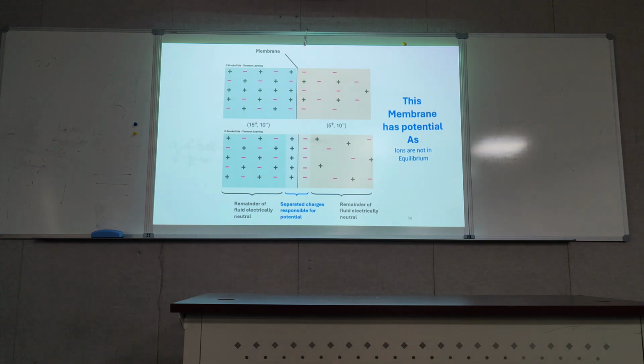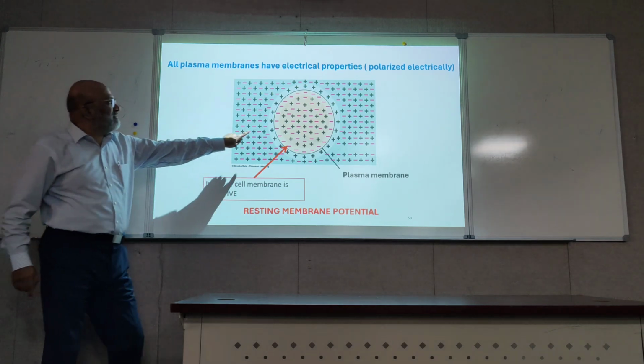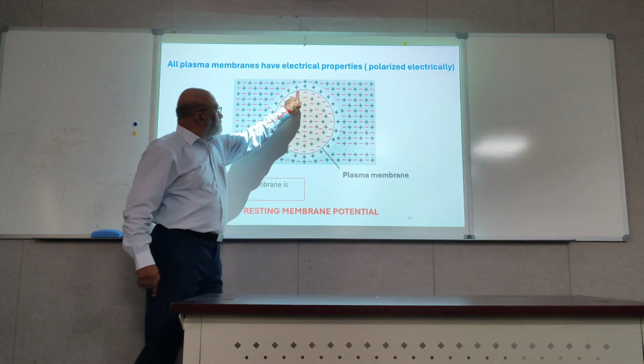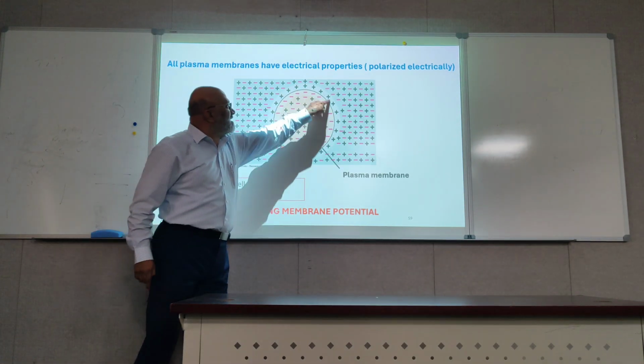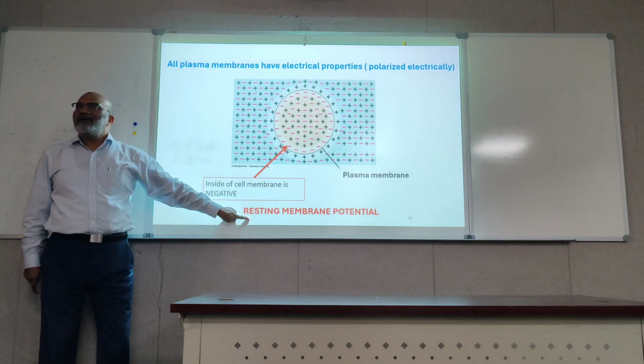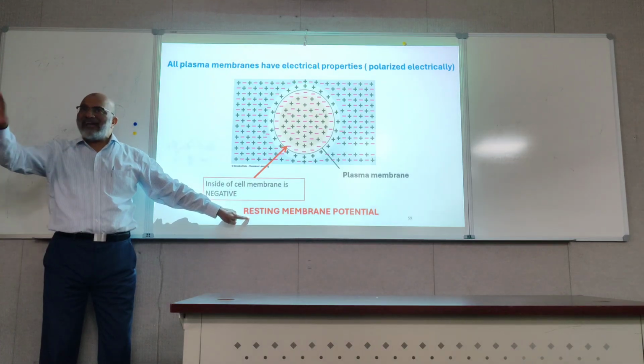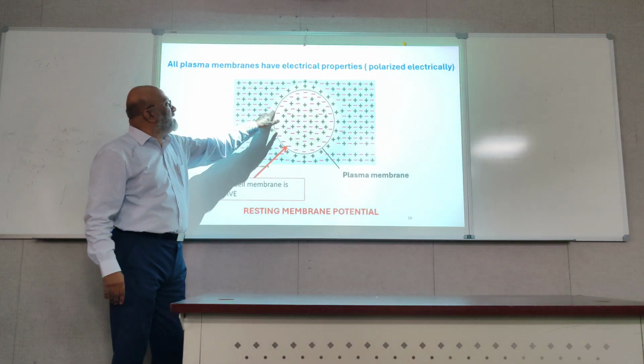Now, the last diagram for this series, this is what I am saying. This is a normal cell. Can you see the negative inside? Can you see the positive outside? What is this called? Resting membrane, resting membrane potential. Is the cell dead? No. If it was dead, this arrangement could not be there.